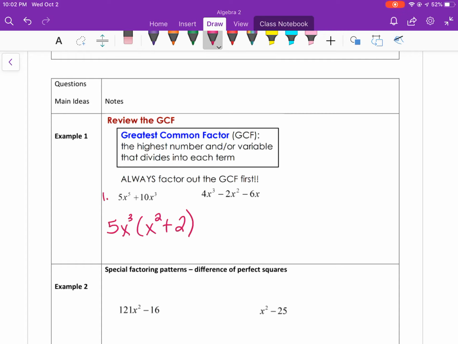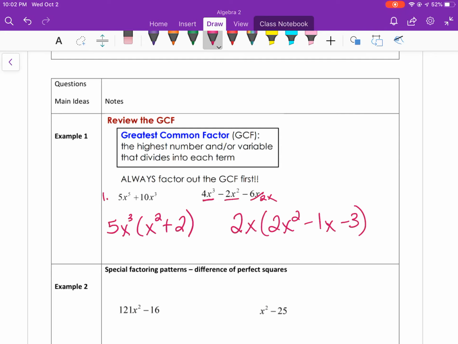Over here, 4, 2, and 6 are all divisible by 2, and x cubed, x squared, and x, I can take out an x. Taking a 2x out of 4x cubed leaves me with a 2x squared. Then I'm going to have just a minus 1x left there. And negative 6x divided by 2x is going to be negative 3.